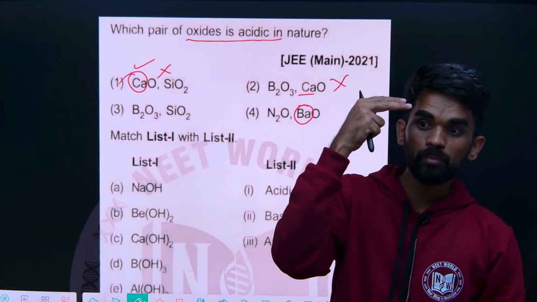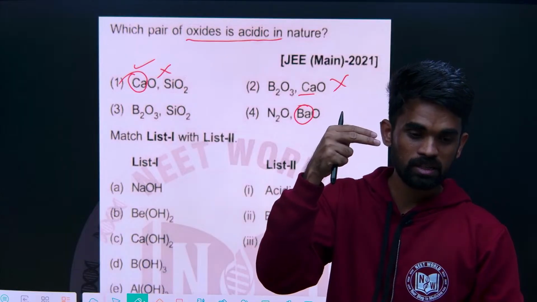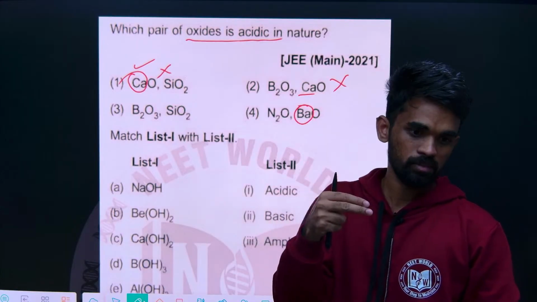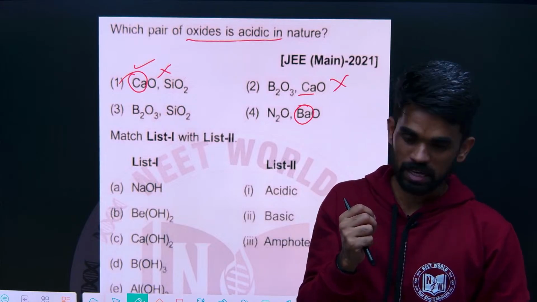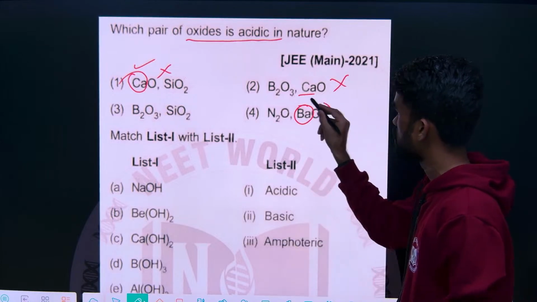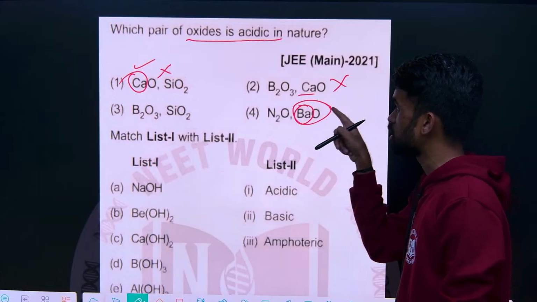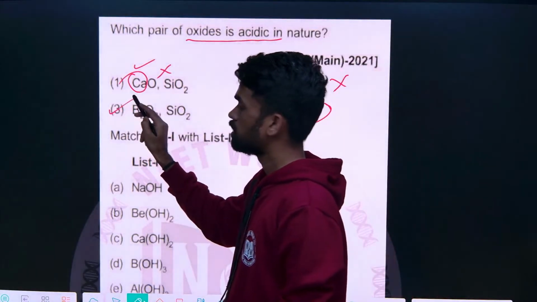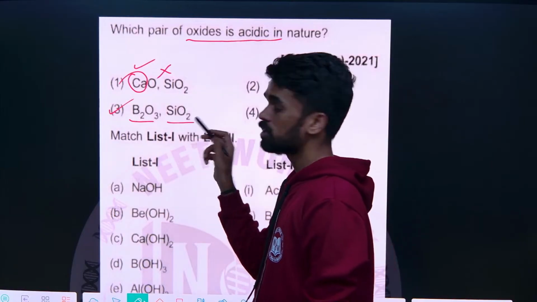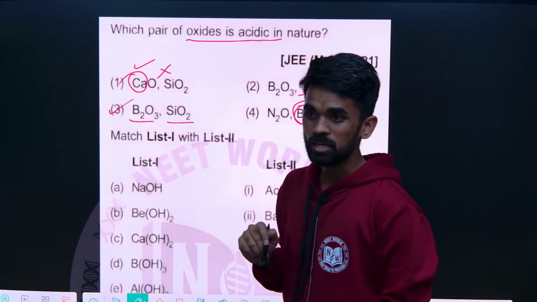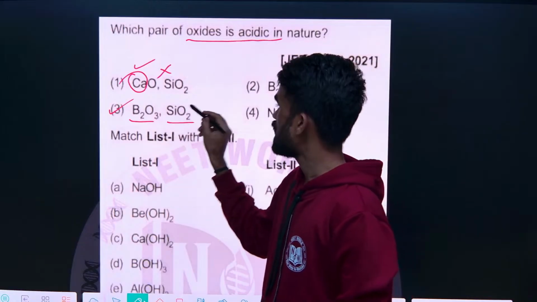Beryllium, magnesium, calcium, strontium, barium. That also belongs to second group element, s block. So that is also basic oxide. So we have basic oxides in this. Simply you can go with the third option, because boric oxide, boric anhydride, and silicon dioxide, both are acidic.